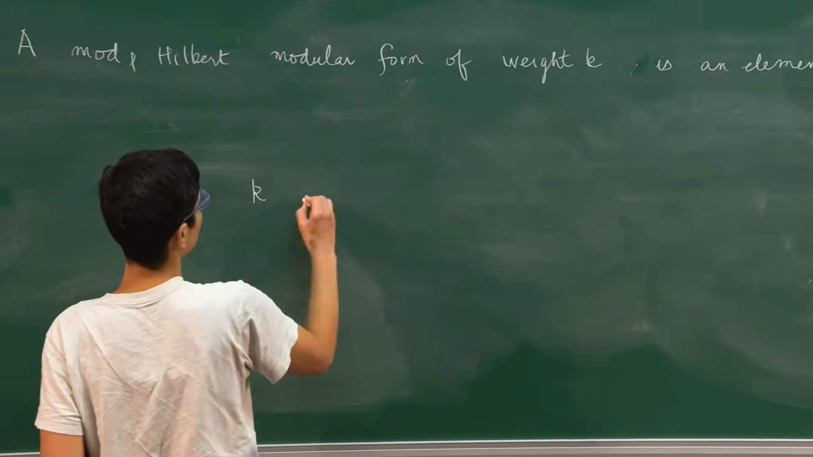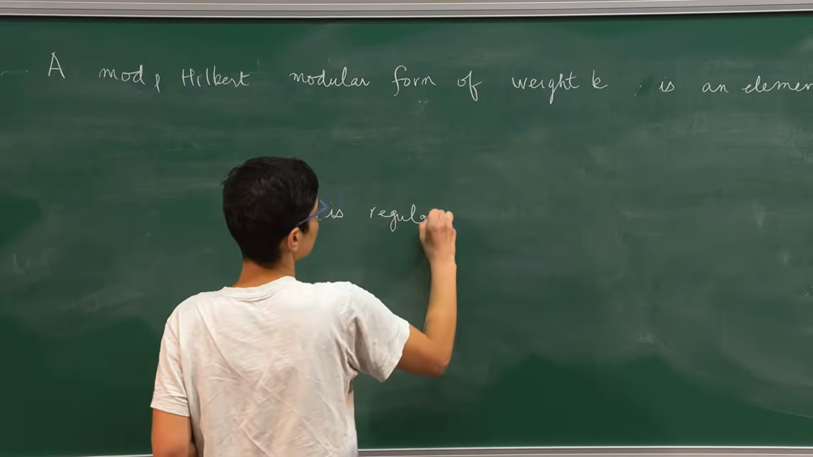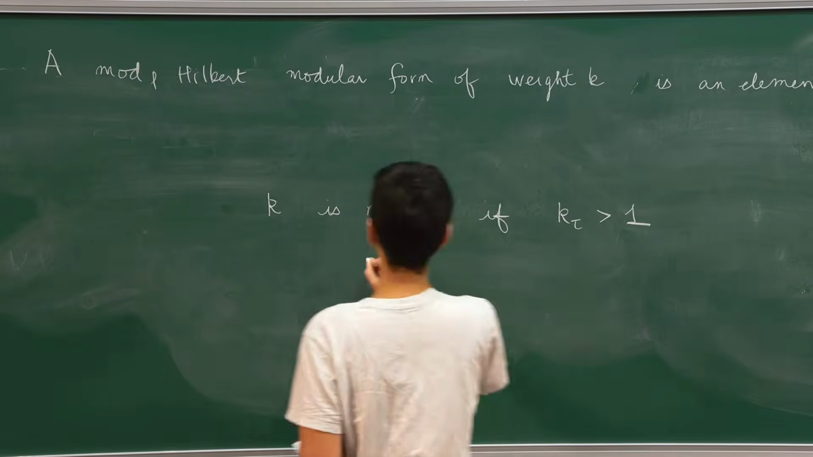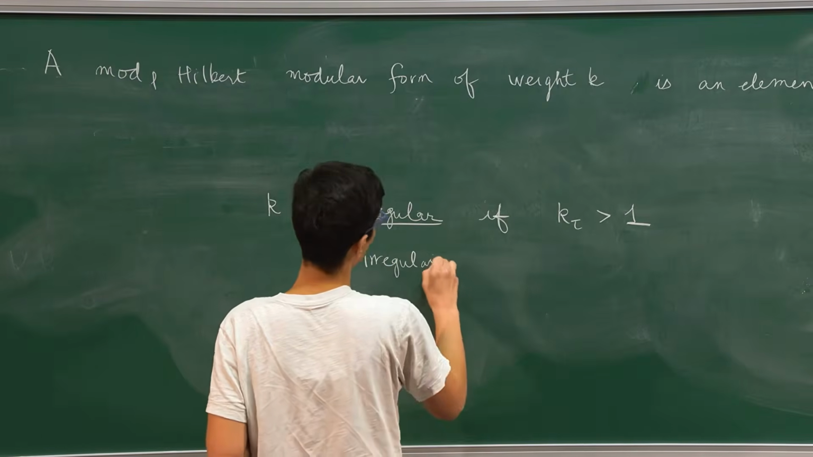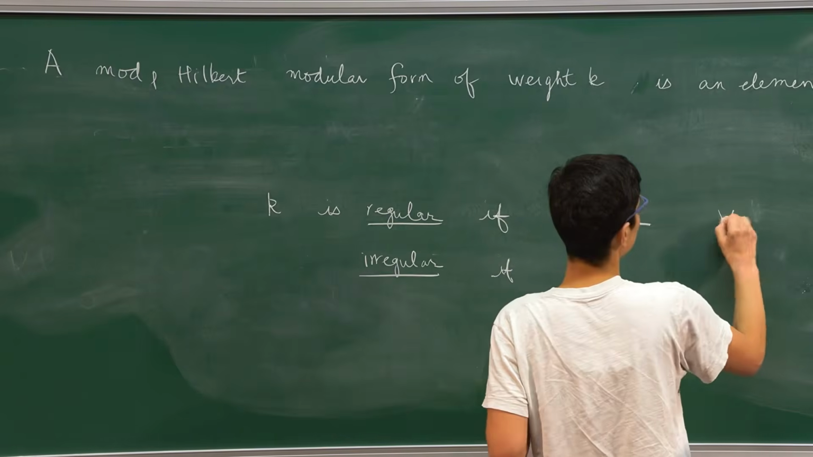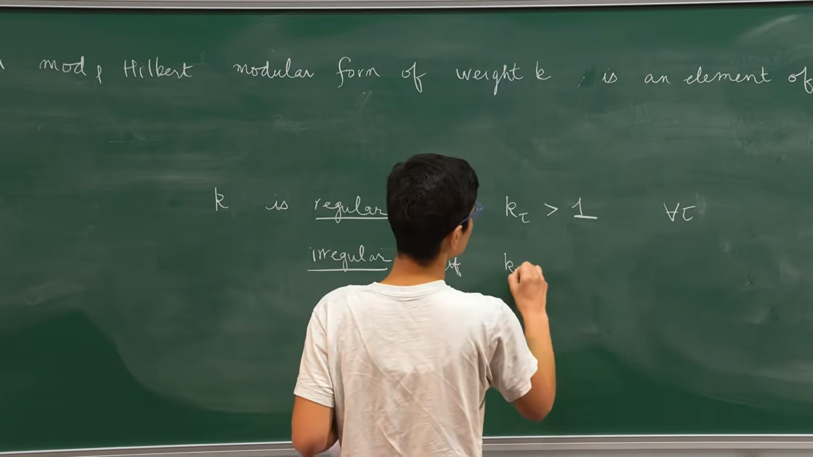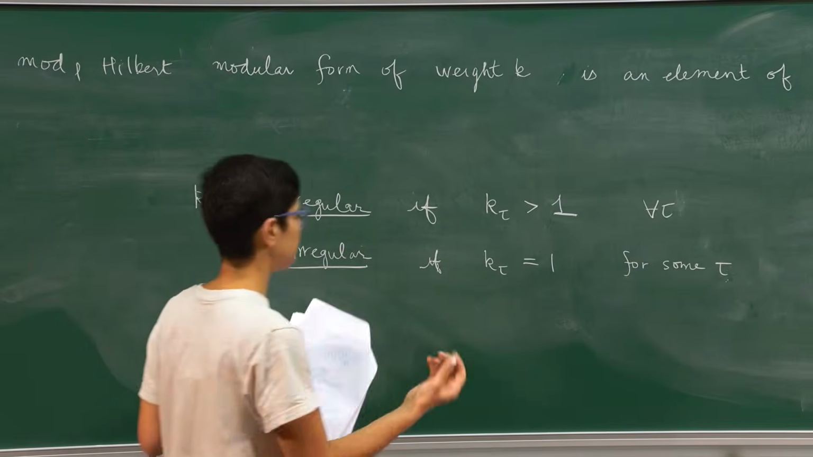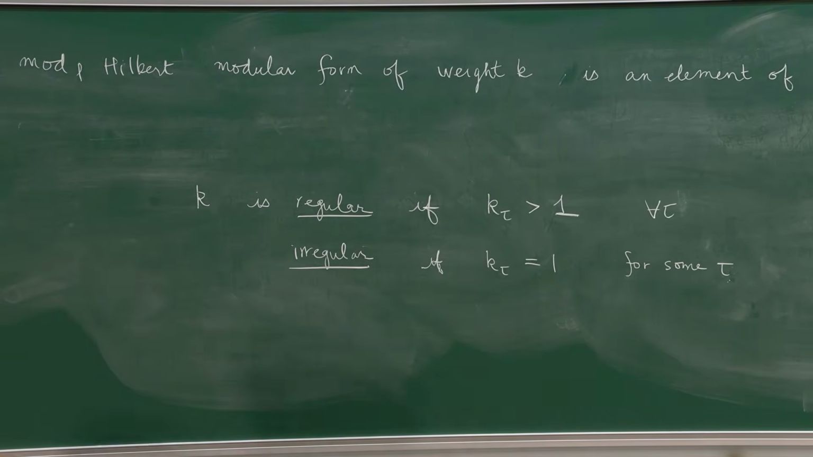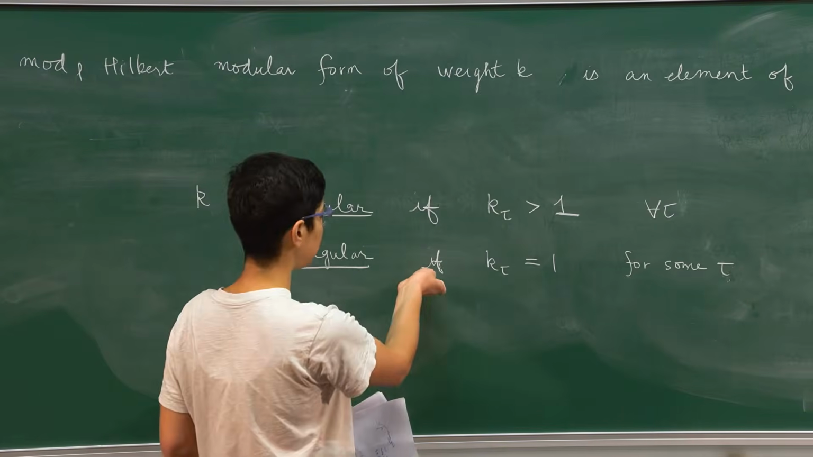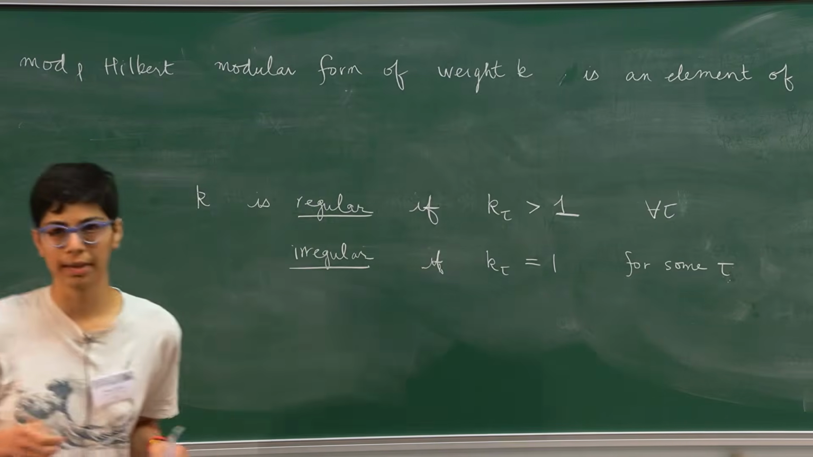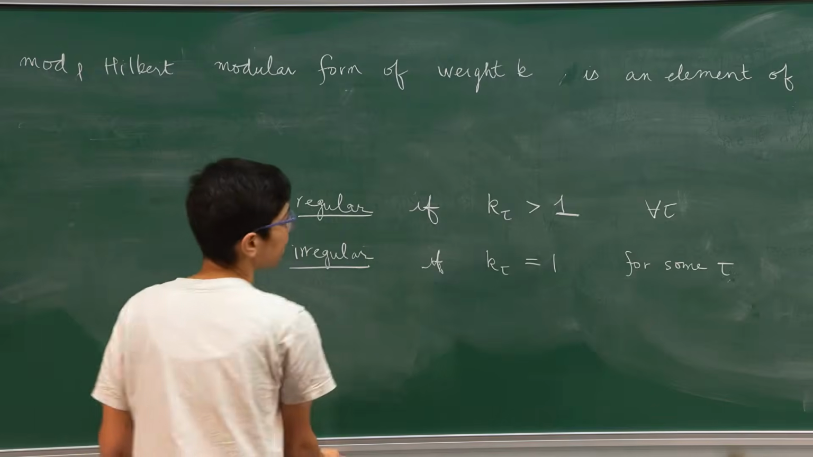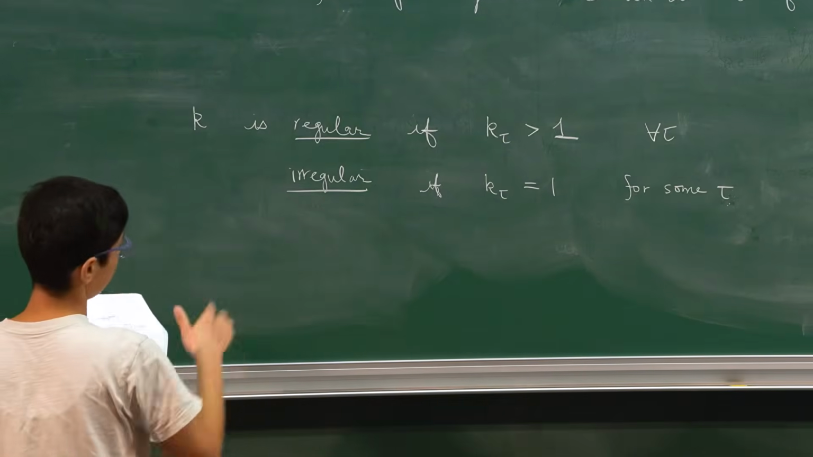Okay, we will say that our weight k is regular if each of these k tau is bigger than 1. And we'll say it's irregular, or alternately partial weight 1, if k tau is equal to 1 for some tau. Right, so if one of these is 1, then it's irregular. And in the modular curve case, these would exactly be the ones that do not lift to characteristic 0, and these would be the ones that do lift to characteristic 0 in coherent cohomology of the Hilbert modular scheme overall in the modular curve case.